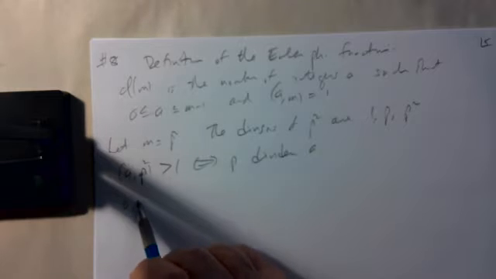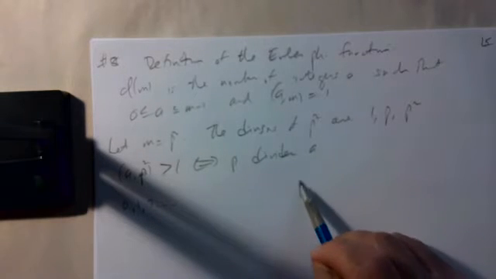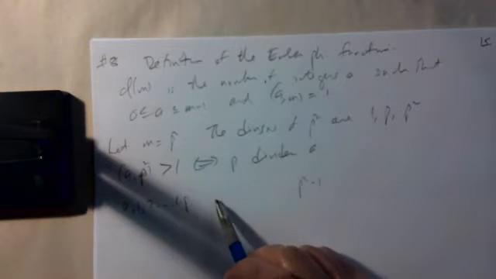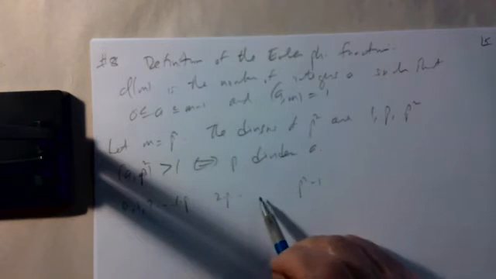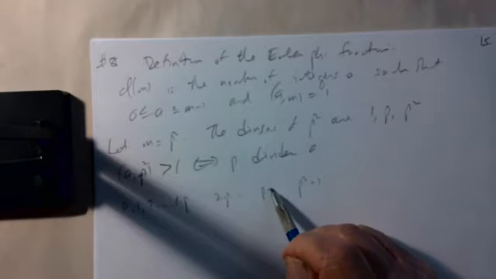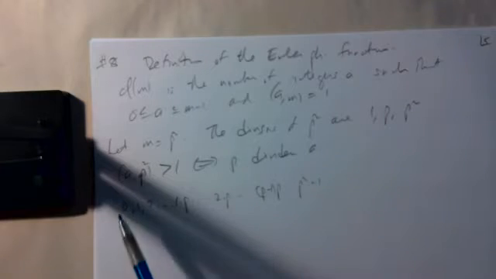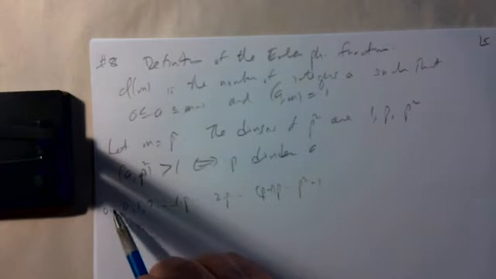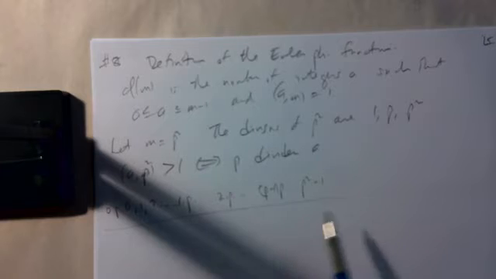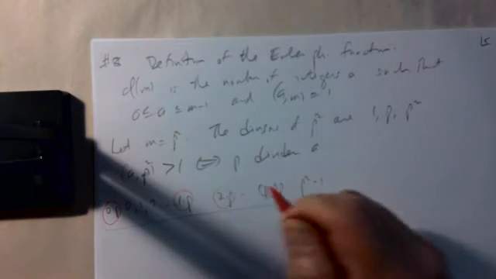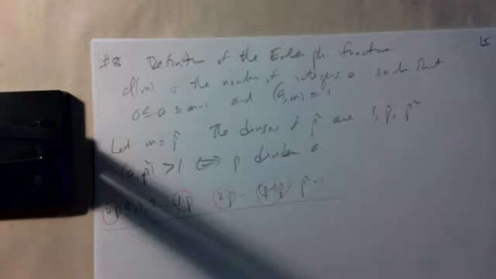What are the integers up to P squared minus 1? Well, 0, and then you get 1 times p, you'll get 2 times p, finally you'll get p minus 1 times p. 0 is 0 times p. These are the numbers from 0 to p squared minus 1 that are divisible by p, those are the multiples of p: 0 times p, 1 times p, 2 times p, up to p minus 1 times p.